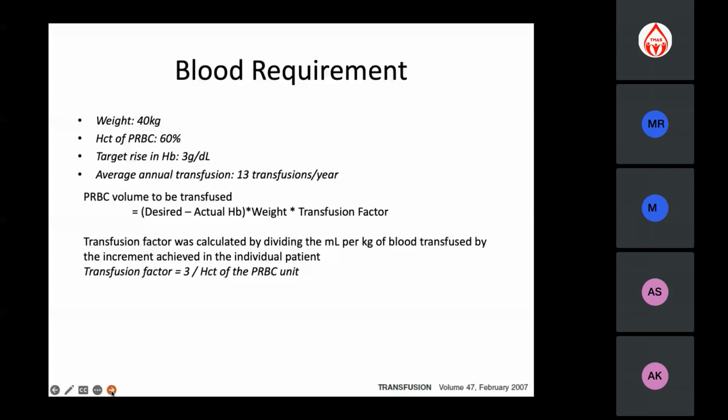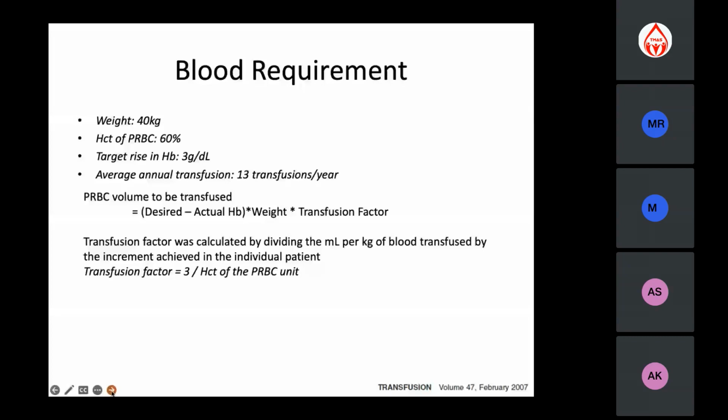So the blood required is the expected increment in hemoglobin, that is desired minus actual hemoglobin, into weight of the patient into transfusion factor. Transfusion factor was calculated by dividing the volume of blood transfused in ml by the increment achieved in an individual patient. So they estimated, from a study cited in the transfusion journal below, the transfusion factor is 3 per hematocrit of the RBC unit which is given.